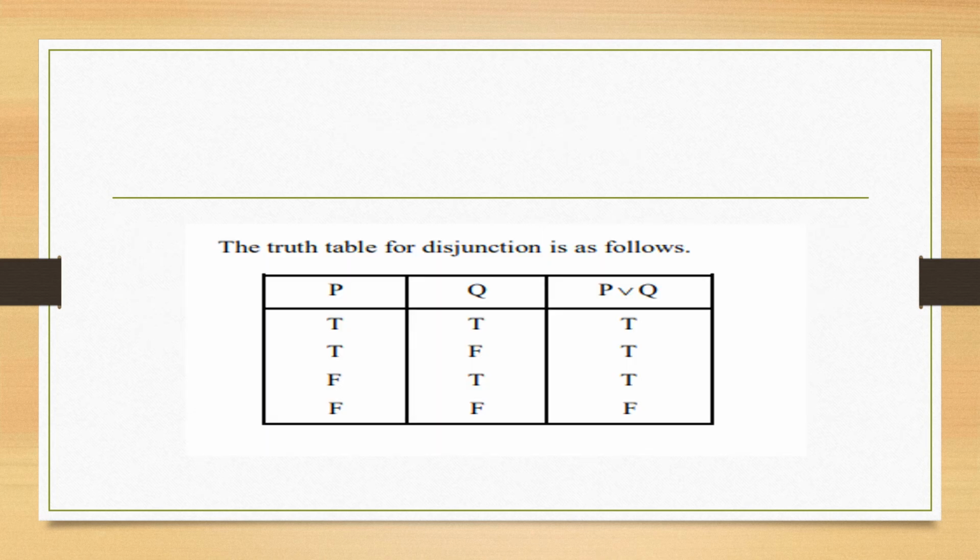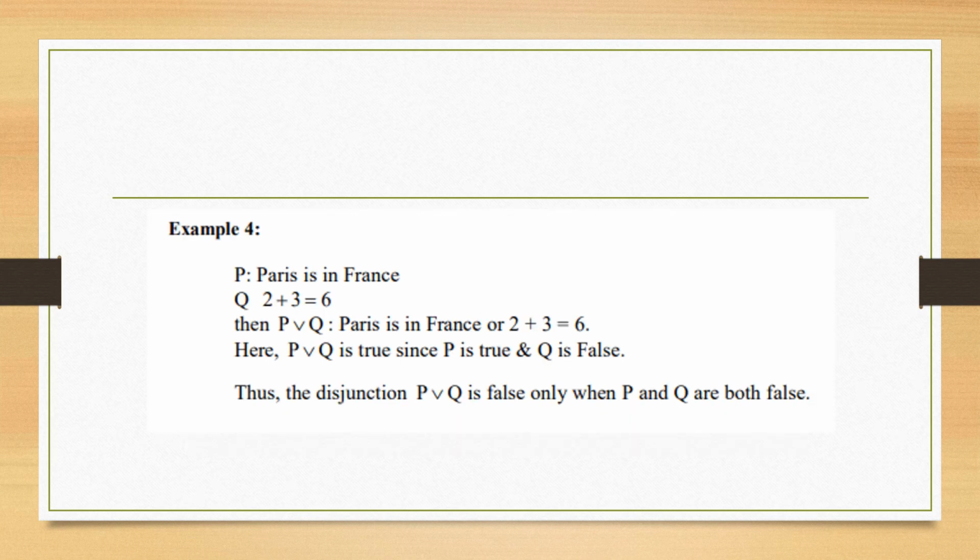When P and Q are both false, the result P disjunction Q will be false. If one statement is true and another statement is false, the result is true. So finally we get P or Q is false only when P and Q are both false.